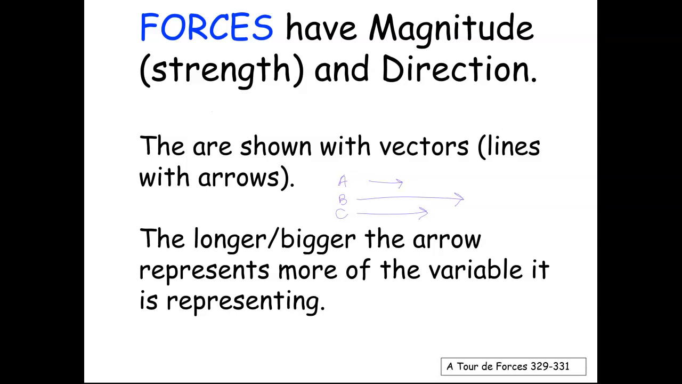So if we were going to rank these according to the least amount of force to the most amount of force, we would put A, and then C, and then B, because A has the shortest arrow, C has the next shortest, and B has the longest. We would also know that all of the arrows, the force was to the right.